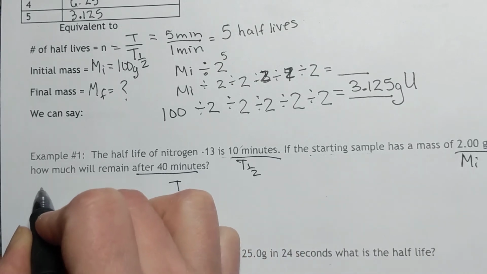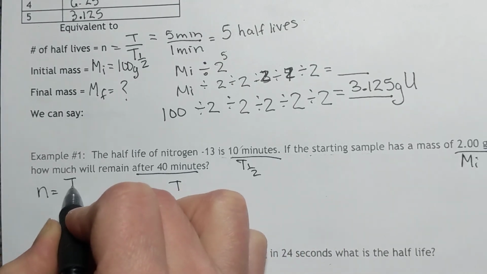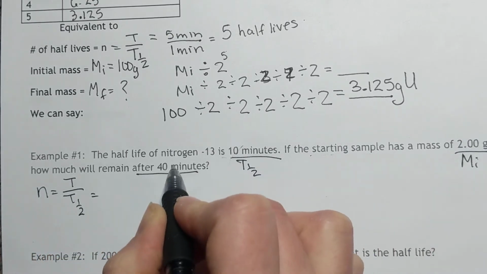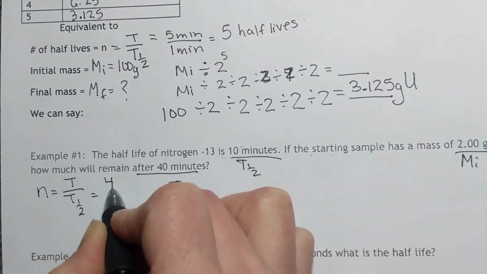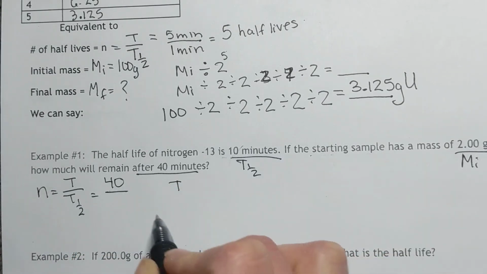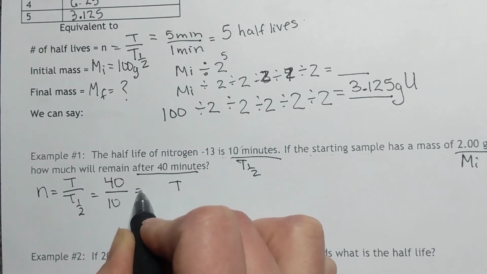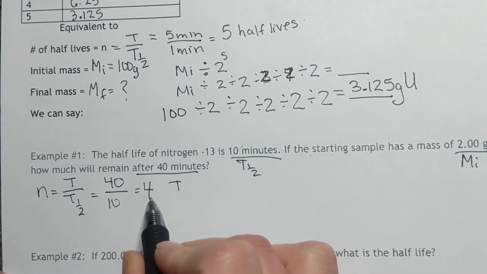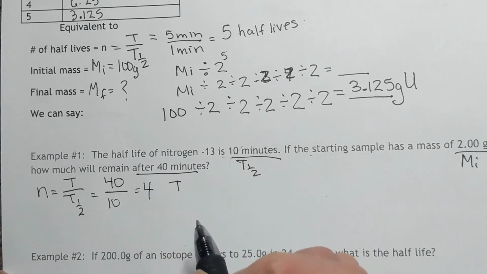So the first thing I need to know is n, my number of half-lives, which is my total time divided by the time of a half-life. My total time is 40 minutes, divided by the time of a half-life, which is 10 minutes. So 40 divided by 10 is 4. So this means that my sample gets divided in half 4 times.